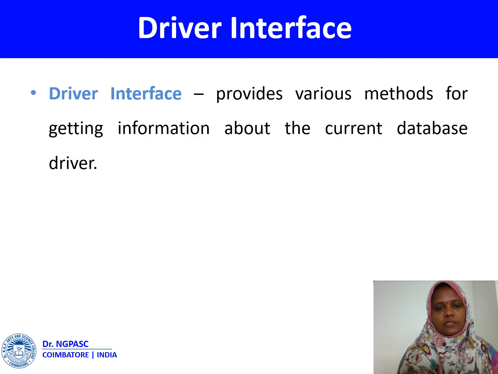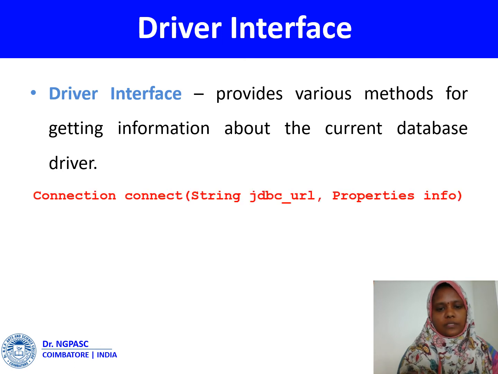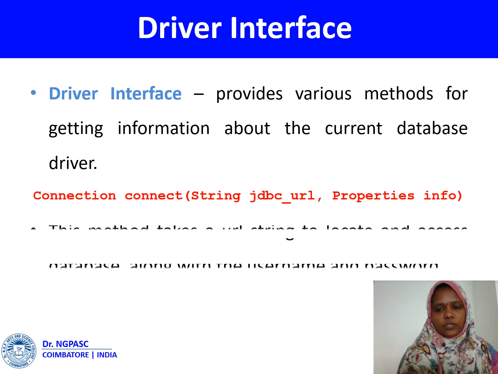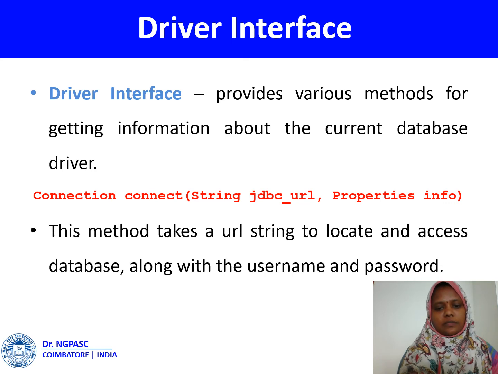The first one is the driver interface. This driver interface provides various methods for getting information about the current database. The coding for that particular driver interface is Connection connect(String url, Properties info). This method takes a URL string to locate and access the database along with the username and the password.